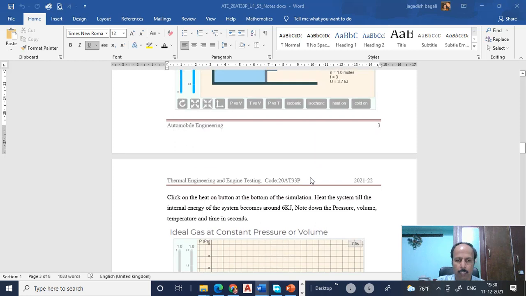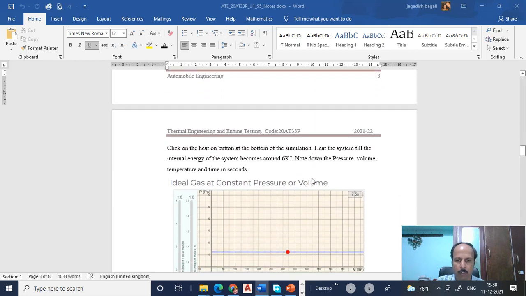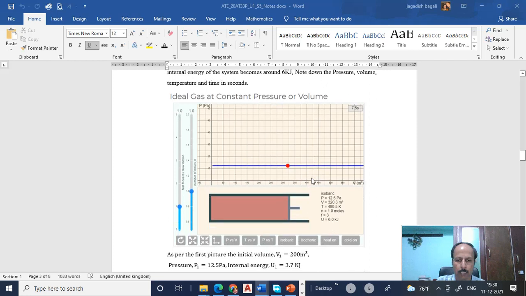Then I pressed the heat on button and heated this system so that its internal energy becomes 6 kilojoules. It took around 7.5 seconds to increase the internal energy of the system to 6 kilojoules. While increasing this internal energy to 6 kilojoules, its volume increased to 320.3 meter cube. Since it is an isobaric process, the pressure remained constant at 12.5 pascals.